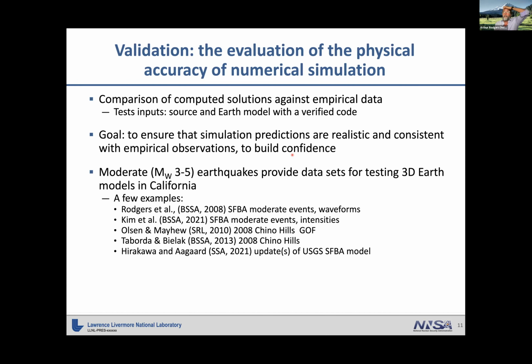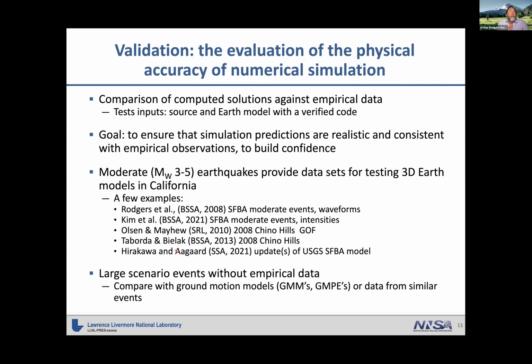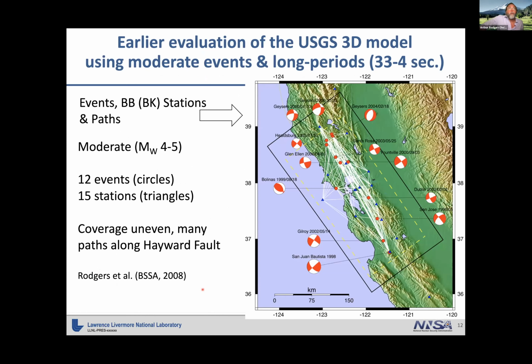Using moderate earthquakes, these are of great value for testing wave propagation in the 3-dimensional Earth. And there are a number of examples in California cited here. Large scenario events without empirical data are tough. We didn't have any seismometers in 1868 to record the last major Hayward fault rupture. So we're either left to compare against ground motion models or so-called GMPEs, or look at data from similar events. And Floriana this morning talked about that specifically with some of the simulations that Arvin and I have done for the Hayward fault.